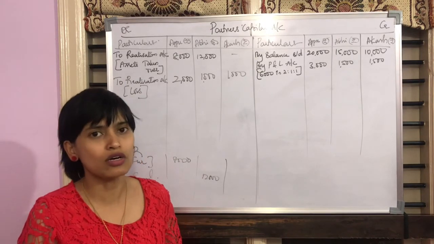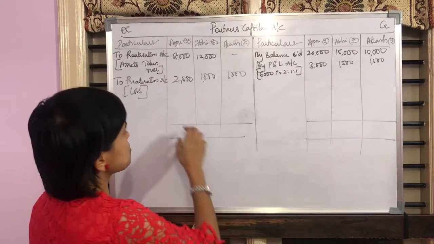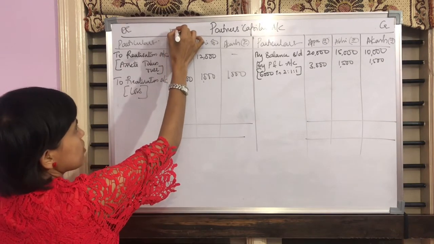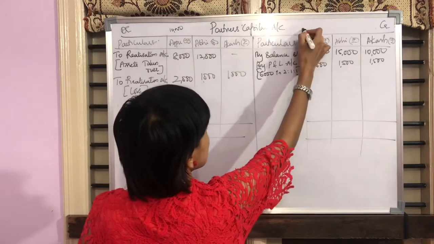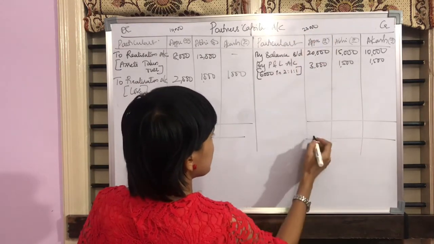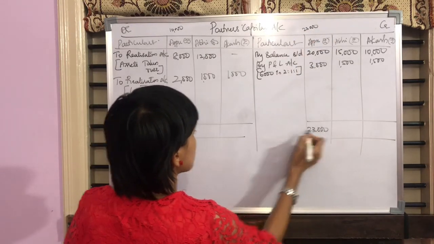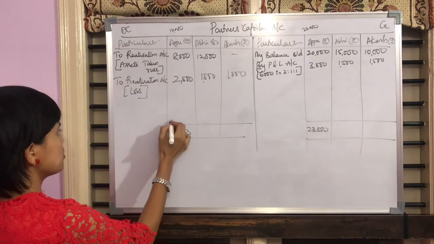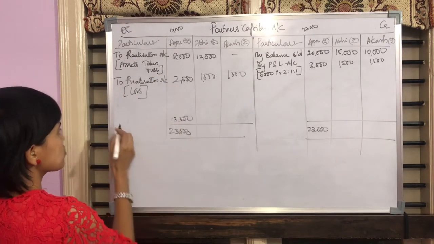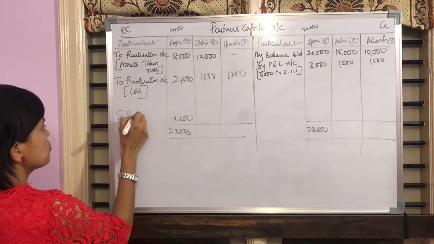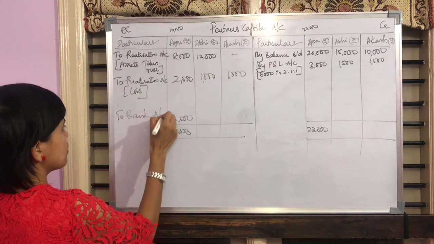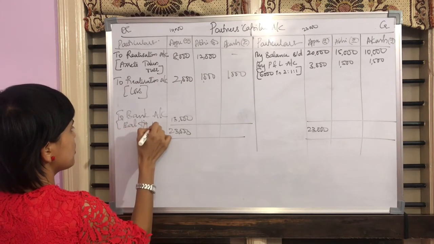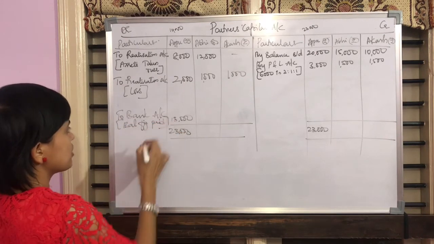Now we need to do the balancing. The first partner is Apu. On the debit side we will get 10,000. On the credit side it is 23,000. So let's write the highest amount, 23,000, on both the sides, minus 10,000. The amount is 13,000. Show this as to bank account, balancing figure that is being paid.